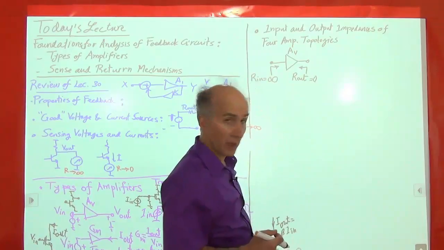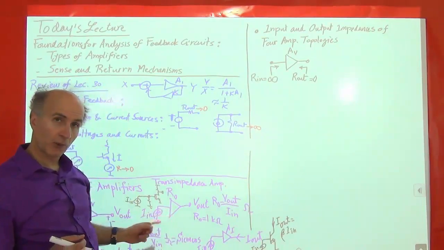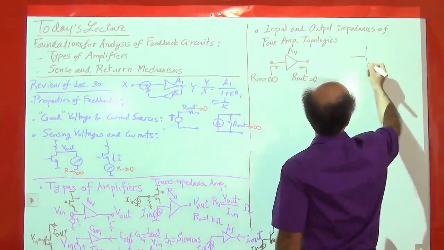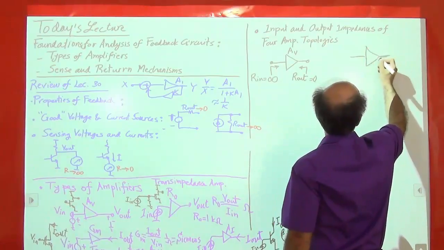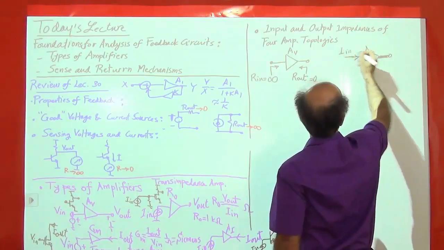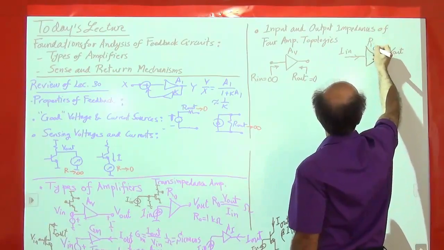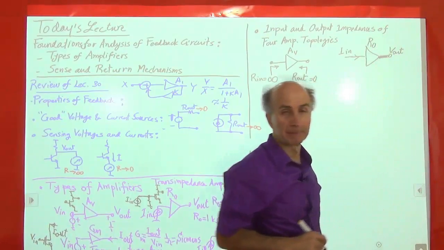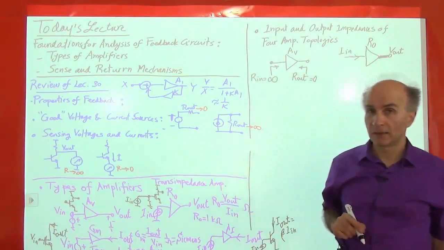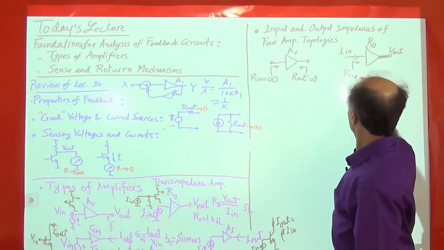All right, so now let's move on to the next topology and see what you should expect here for the transimpedance amplifier. All right, so here's what we have. We have a current going in, I in, a voltage coming out, and this is what we call a transimpedance amplifier. So what should the input impedance of the circuit be in the ideal case? In the ideal case, R in.